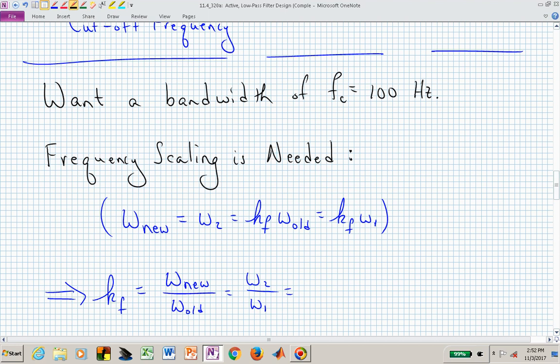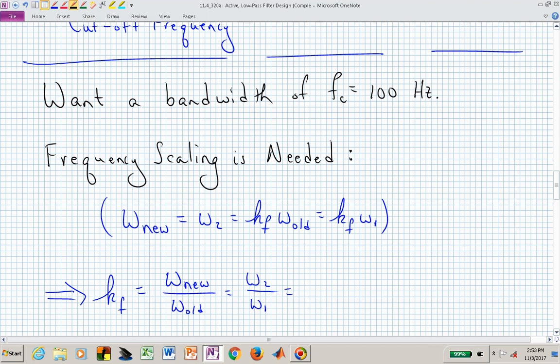In our case, let's just work in radians per second, since omega sub 1 is nice with those units. It's just 1. So now omega new over omega old is k sub f. That's our frequency scaling parameter. That's omega sub 2 over omega sub 1. I'm just trying to make sure that I use the right notation. But omega sub 2, that's our new bandwidth that we want, and we want that to be 100 hertz.